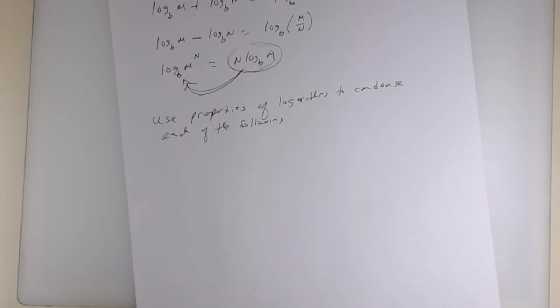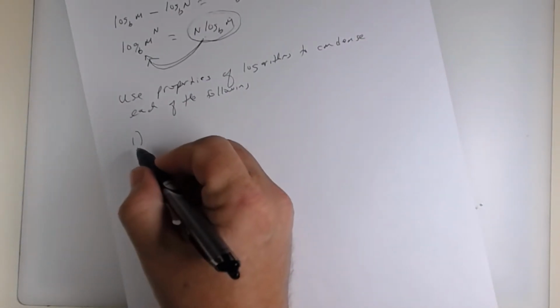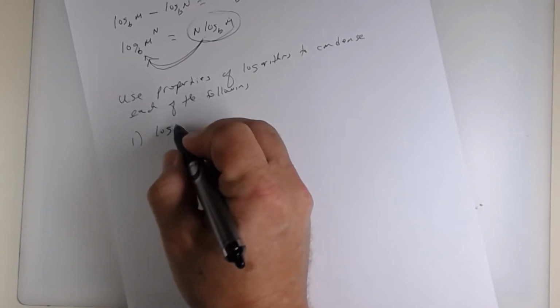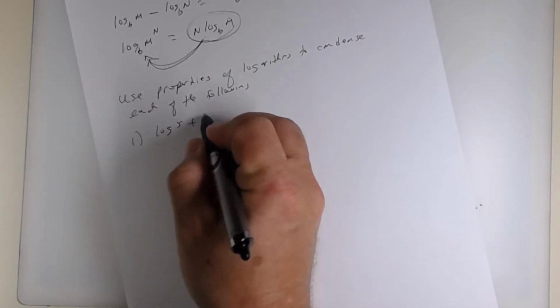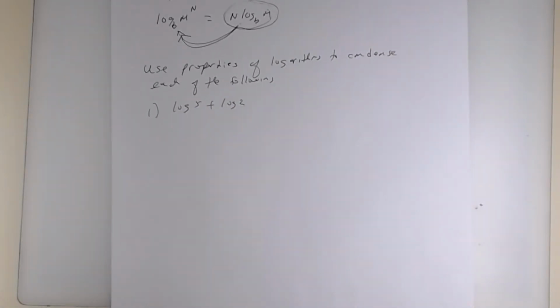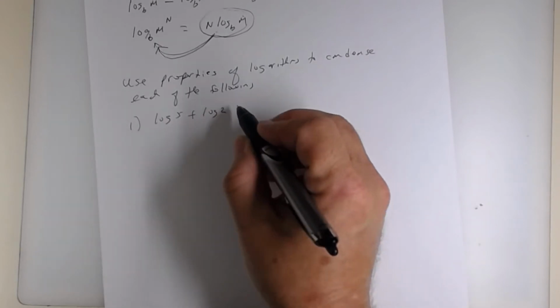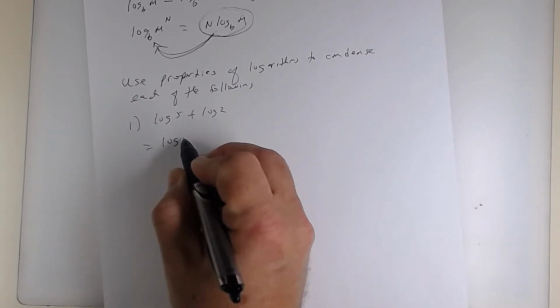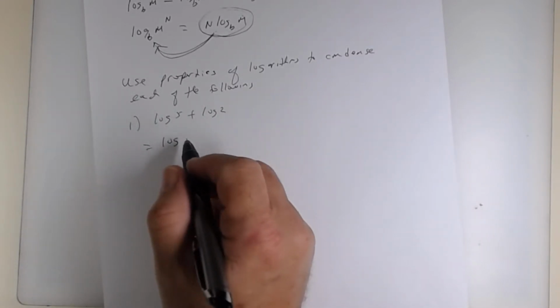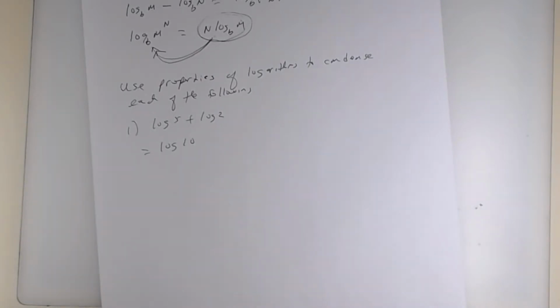All right. What if you had this one? Number one, what if you had the log of 5 plus the log of 2? No, that's not a difference. That's a product. So I can write a single logarithm. That's going to be the log of what? Not 5 over 2. That's 5 times 2, which is 10. Okay, that's log of 10.